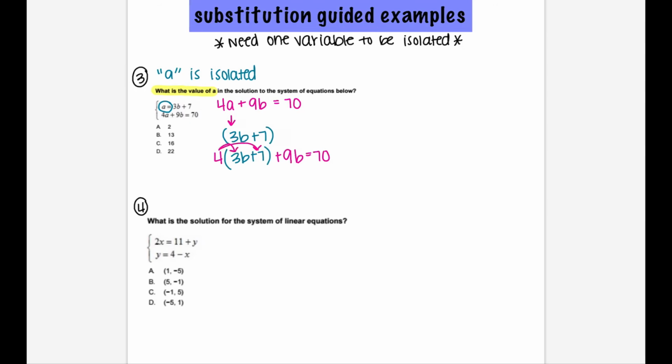All right, so we've got to distribute some here. 4 times 3b and 4 times 7. So 4 times 3b is 12b. 4 times 7 is 28. And bring down the rest of the equation. All right, now I can combine like terms. I have 12b plus 9b. So 12 plus 9, that gives us 21b plus 28 equals 70.